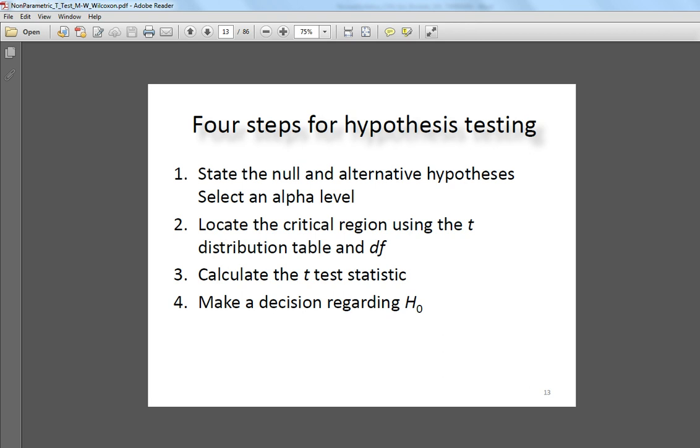The second step of your hypothesis testing will be to locate the critical region using the t-distribution this time, and of course the degrees of freedom. And remember, the degrees of freedom is simply stated as n-1. So what is your sample size? That's your n minus 1, and that is your degrees of freedom. The third step is to calculate the t-test statistics. Nowadays, we don't do this by hand. It's the 21st century, so you need to have your SPSS. And then number 4, you make a decision regarding your null hypothesis, whether you're going to accept or reject your null hypothesis. And again, the null hypothesis simply states that there is no difference between the sample mean and the population mean.